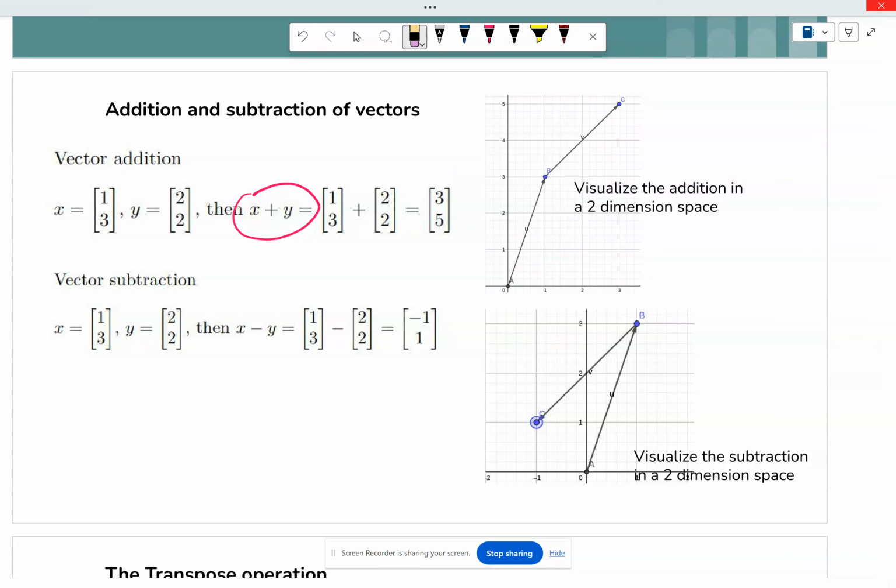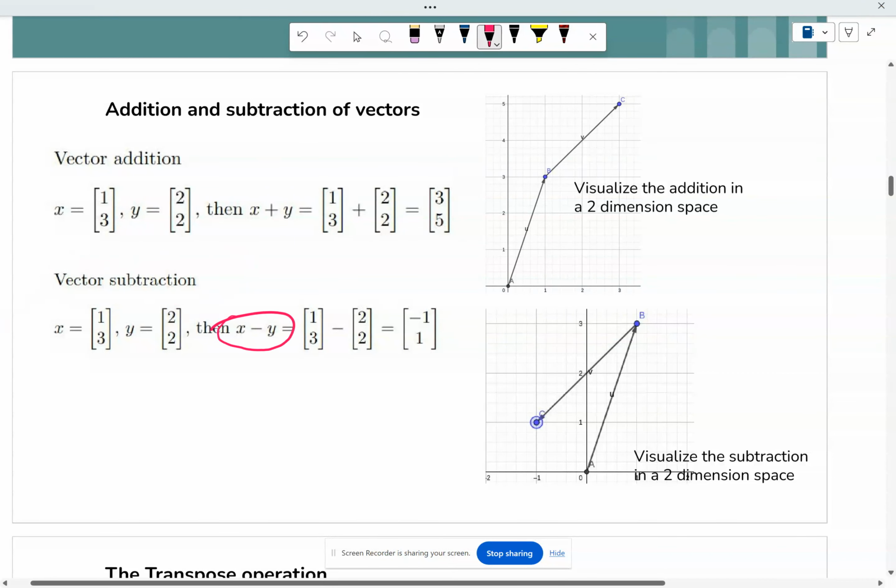That's what's happening visually. But mechanically, you're really just adding the elements together. And subtraction is the same idea. If you have x minus y instead of plus, then it'll be 1 minus 2, which is negative 1, and 3 minus 2, which is 1. So subtraction and addition of vectors are really, really simple.